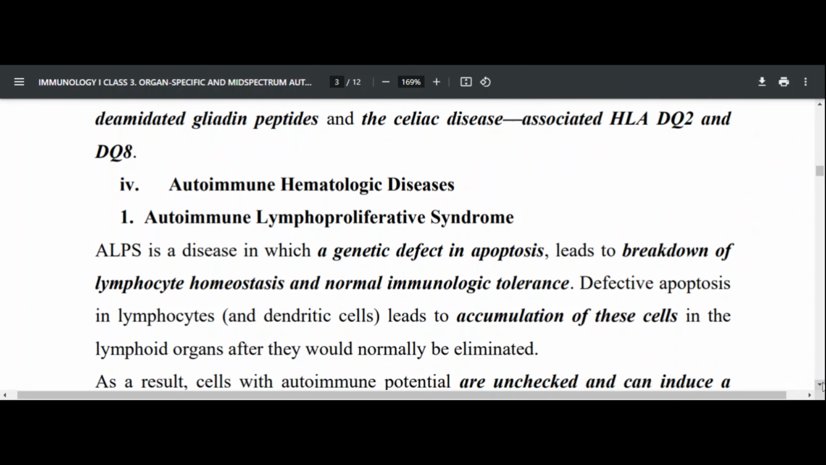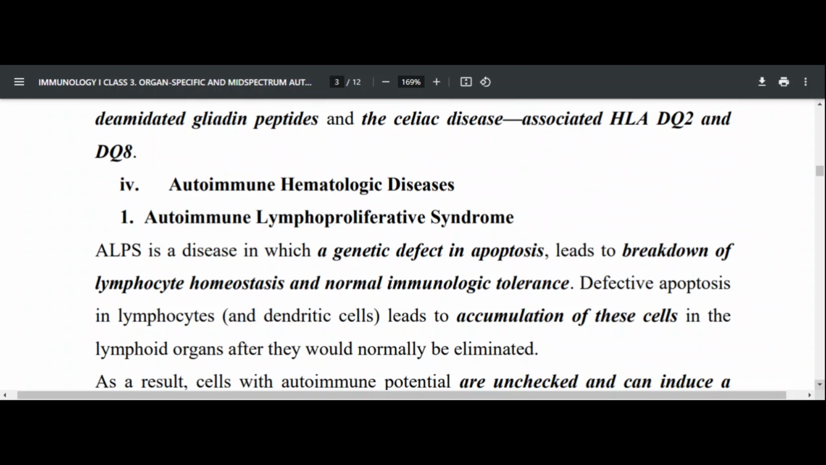So autoimmune hematologic diseases are also very common autoimmune diseases, for example, autoimmune lymphoproliferative syndrome. Autoimmune lymphoproliferative syndrome is a disease in which a genetic defect in apoptosis leads to the breakdown of lymphocyte homeostasis and normal immunologic tolerance. In fact, there must be a process of apoptosis in every cell, but in autoimmune lymphoproliferative syndrome, there is a problem of breakdown of normal homeostasis of lymphocytes, which means that normal apoptosis is not taking place.